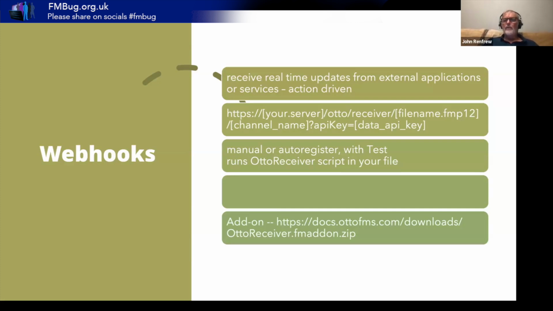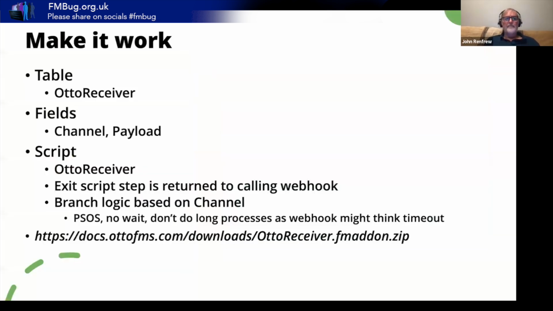You can either set up the webhook manually, like that screen showed, or if you click the little button that says auto register, anything that comes into your Otto server that's formatted correctly, if it doesn't have a webhook for it, it'll just generate one for you. And to aid with the process of you using them, they helpfully create an add-on, which we'll talk about what that does in a second, which you can just download, double-click, add to your file.